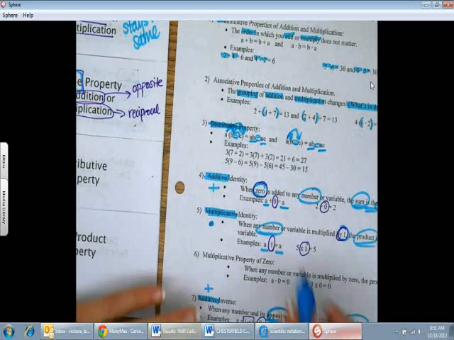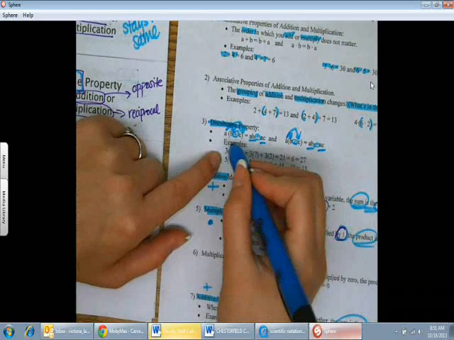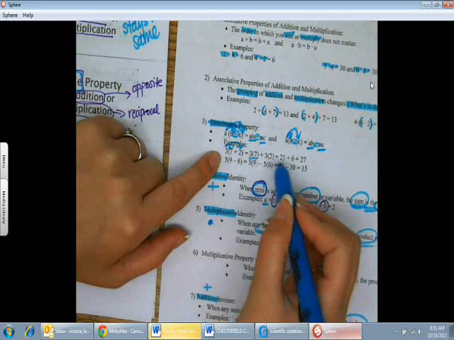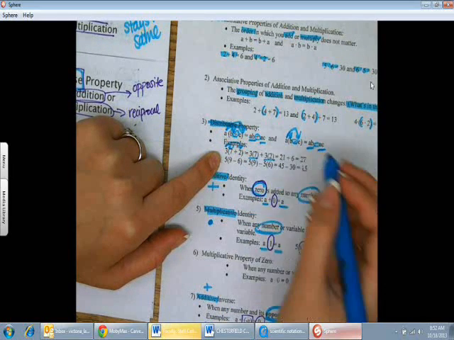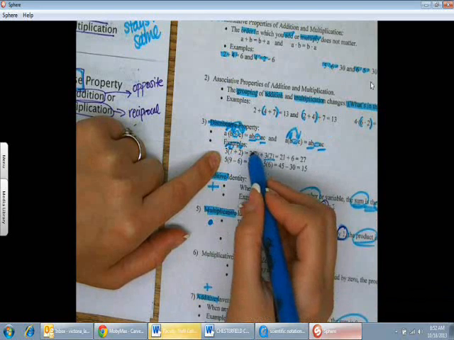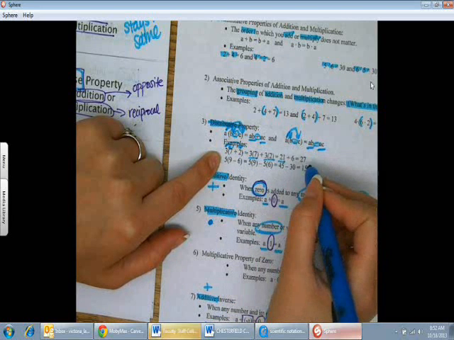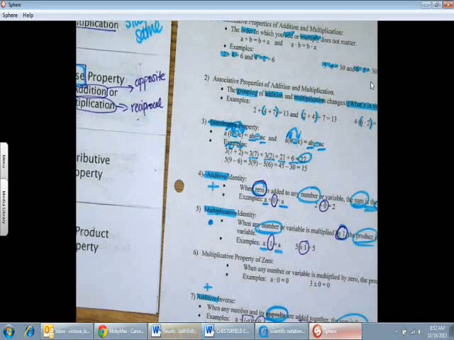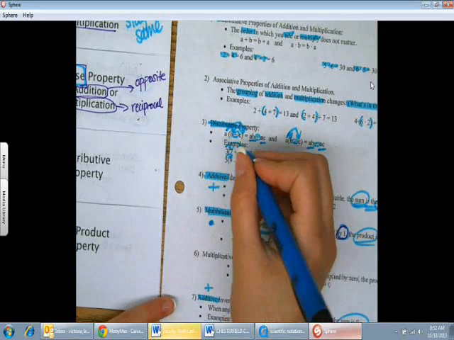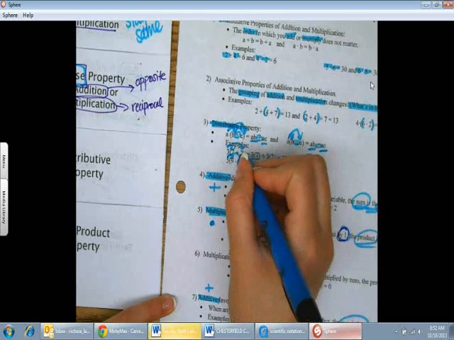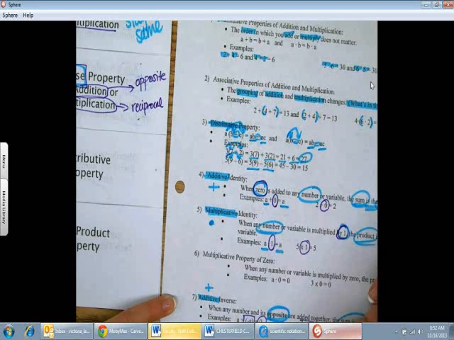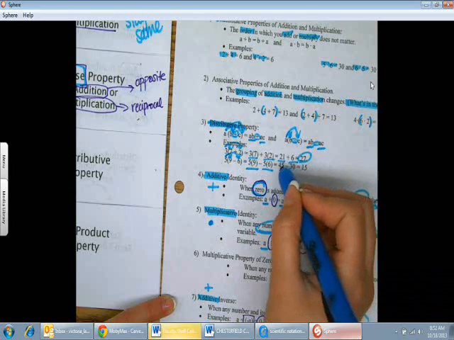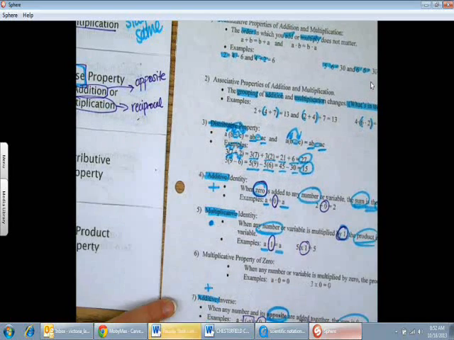So here are some examples. 3 goes on a date with 7, and then on a date with 2, so 3 times 7 plus 3 times 2. 3 times 7 is 21, and 3 times 2 is 6, and if you add them together, your answer is 27. Here, 5 goes on a date with 9, and then 5 goes on a date with 6. So 5 times 9 is 45, 5 times 6 is 30, 45 minus 30 gives you 15.